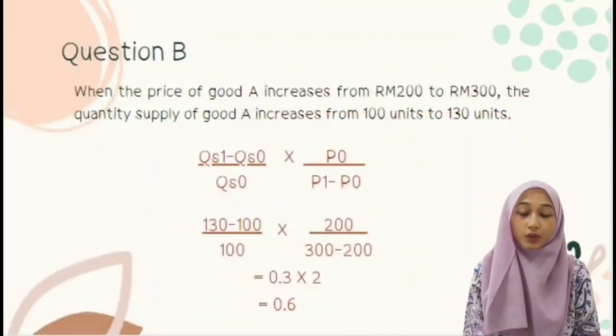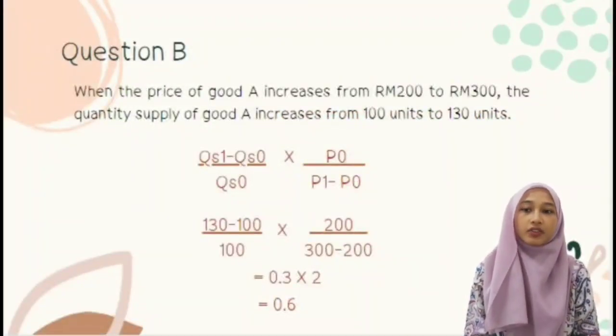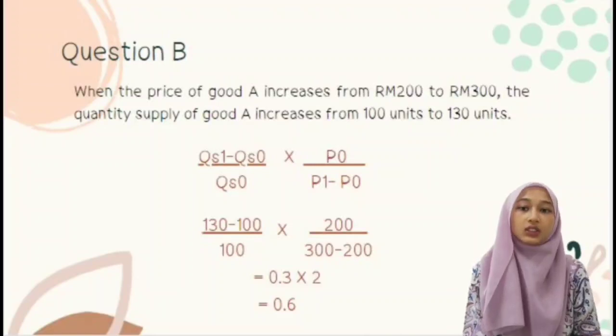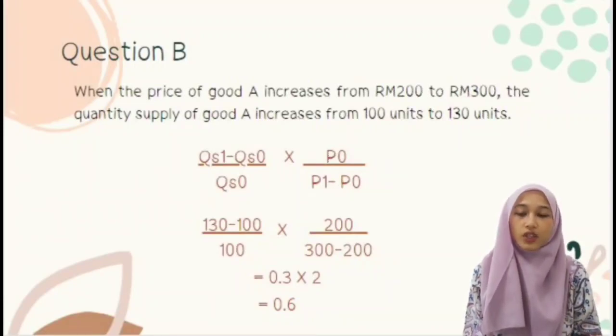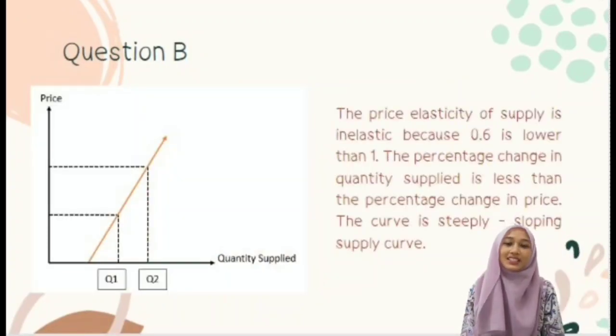I will explain about question B. The price of good A increased from 200 ringgit to 300 ringgit. The quantity supply of good A increased from 100 units to 130 units. We use the same formula from question A, and we got 0.6. The price elasticity of supply is inelastic because 0.6 is lower than 1. The percentage change in quantity supply is less than the percentage change in price. The curve is a steeply sloping supply curve.